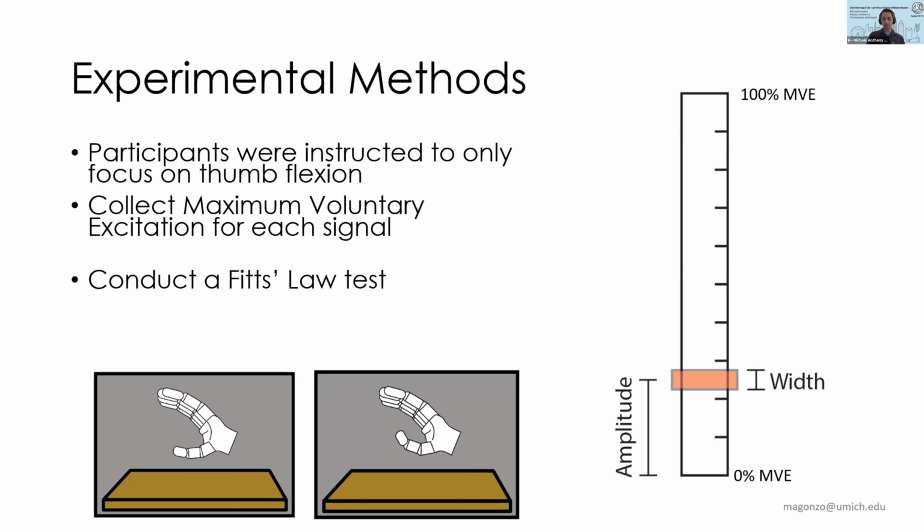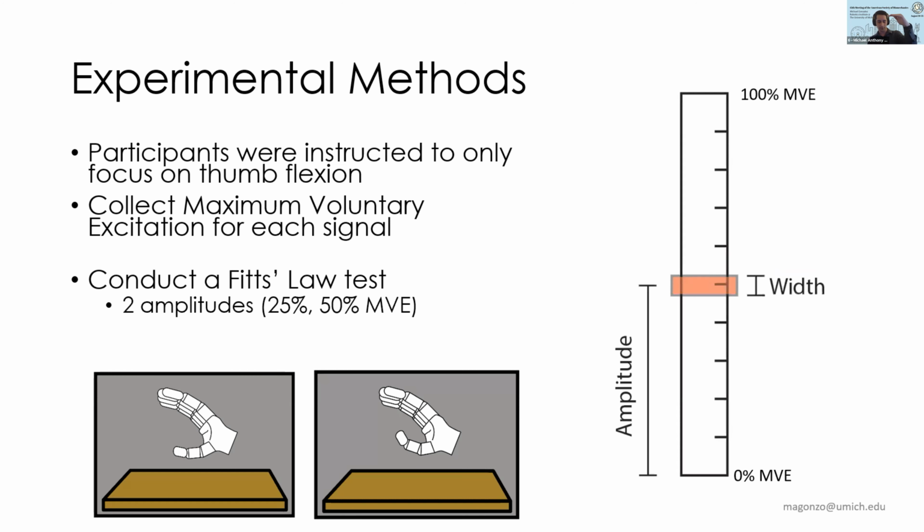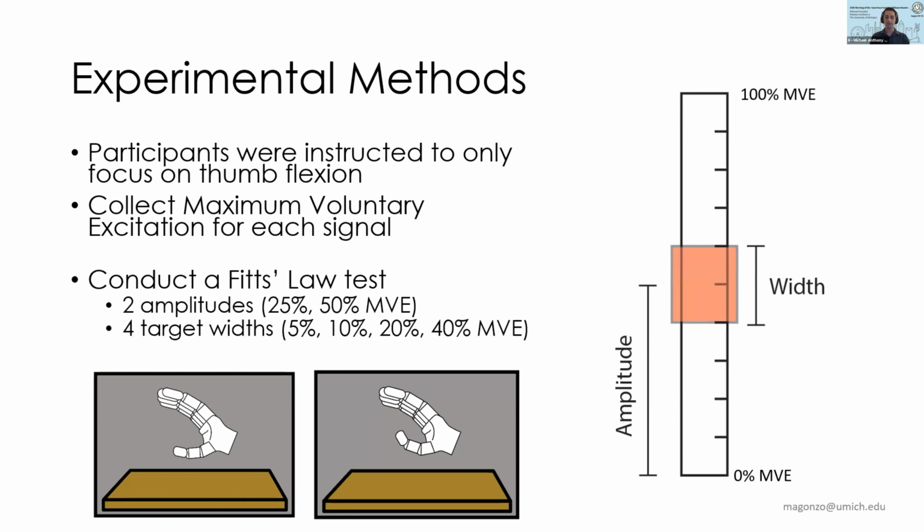We then conducted a Fitts' law task consisting of a combination of 2 target amplitudes, 25 and 50% MVE, as well as 4 target widths of 5, 10, 20, and 40% MVE, which gives us a big variety of difficulties. And these target width combinations were block randomized, and the participant completed 4 blocks for each signal.